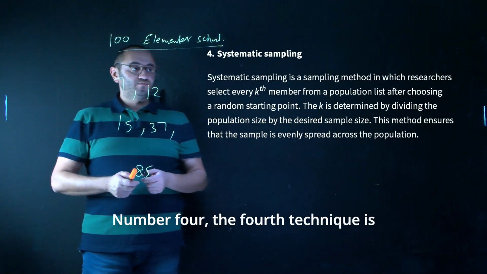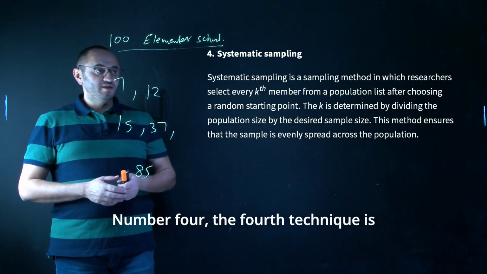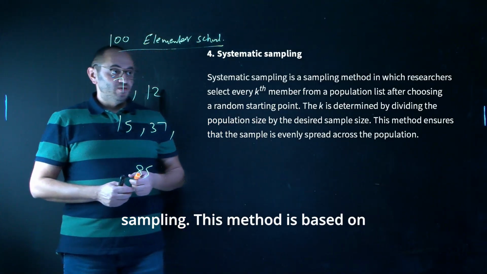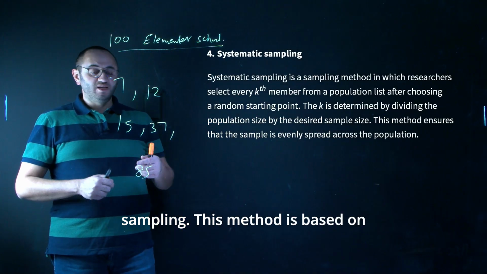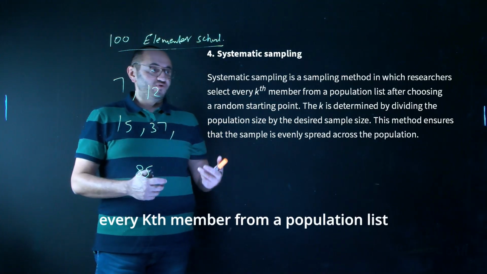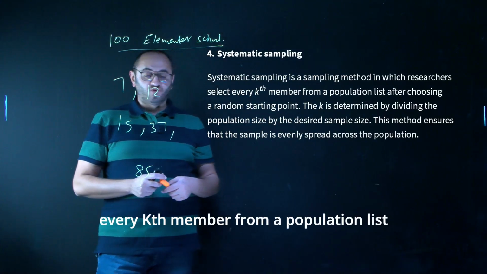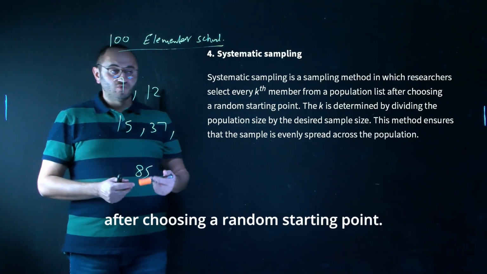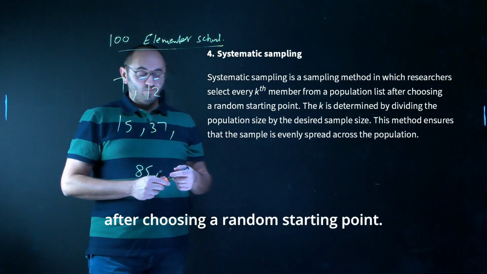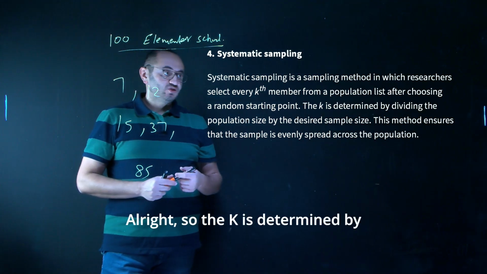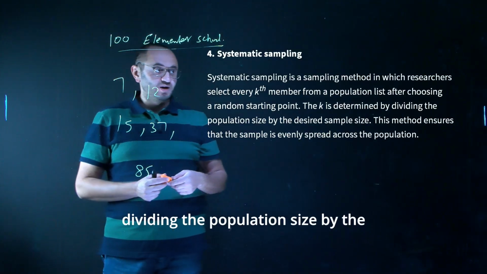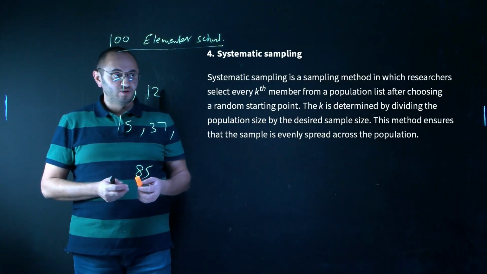Number 4, the fourth technique is called systematic sampling. This method is based on selecting every kth member from a population list after choosing a random starting point. The K is determined by dividing the population size by the desired number of samples.